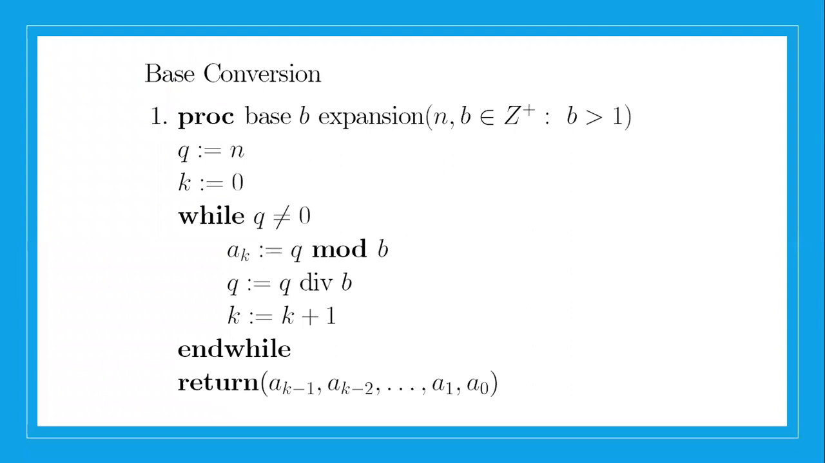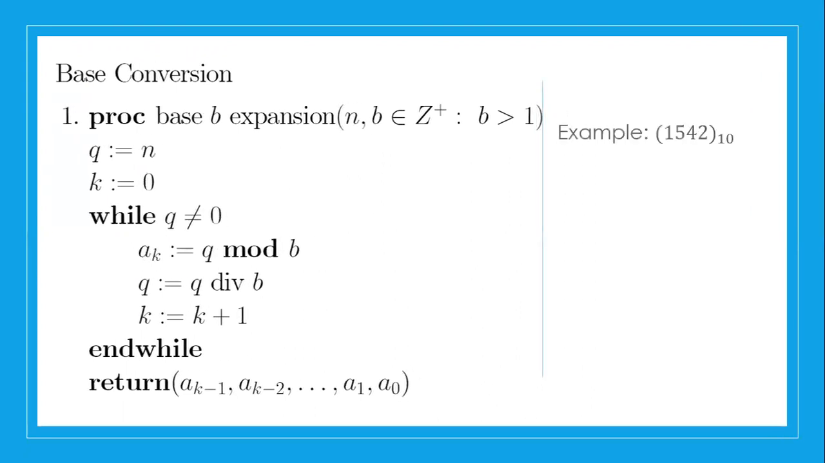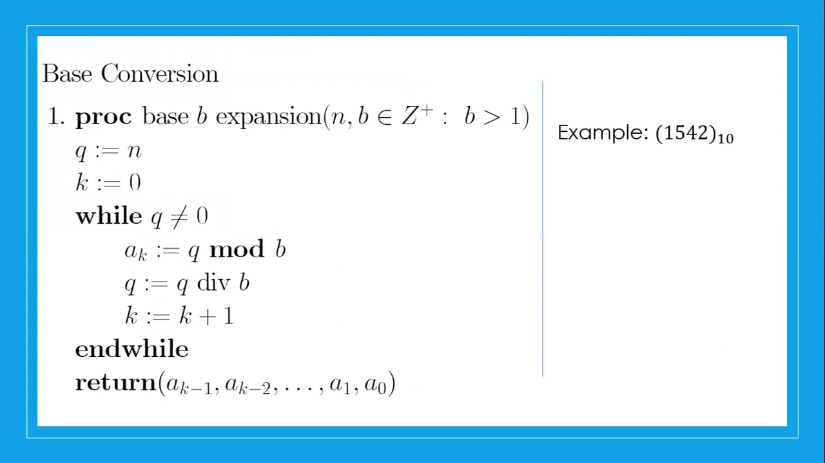So here's an algorithm for doing the base expansion to convert the base from one form to the other. For example, say we have 1,542 in base 10. That's the easiest way to see what's going to happen here, because, well, let's just dive into the example and I'll show you how this algorithm is working under the hood. So the first thing it's going to do is take that 1,542 and divide it by 10.